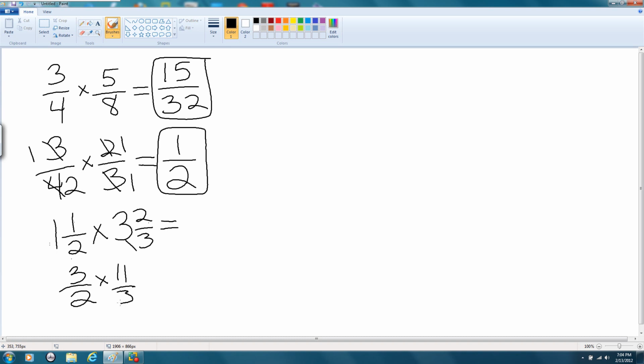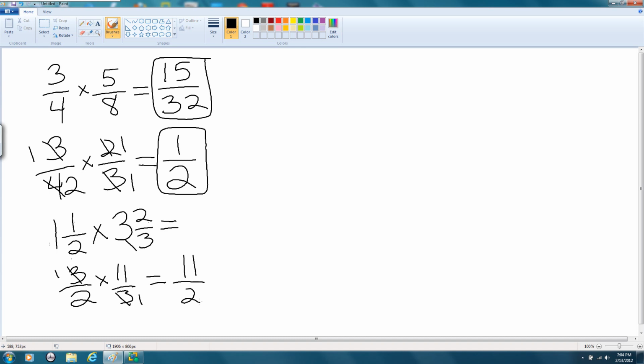Now, I could just multiply across, and I would have 33/6, which I could reduce further. I do have an opportunity to cross cancel here, and I'm going to take that opportunity. 3 goes into 3 once, 3 goes into 3 once, multiply across, and I have 11/2. 11/2, there's nothing wrong with it.